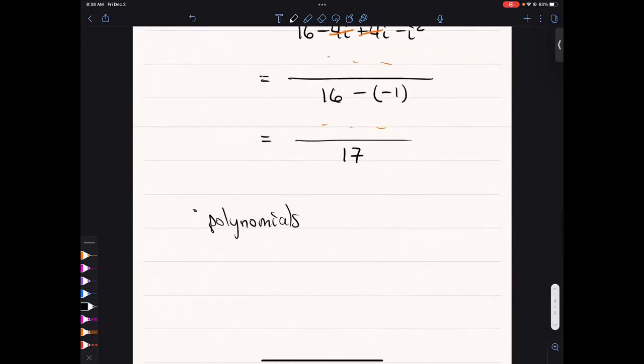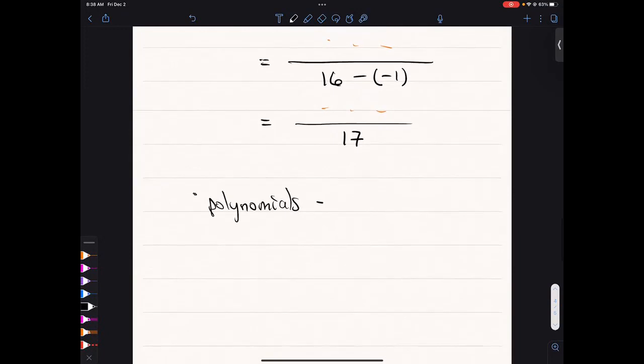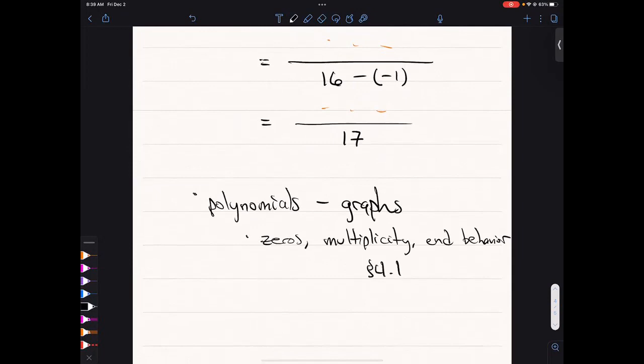Polynomials, I would really focus in on the graph stuff. So zeros, multiplicity, end behavior, all that kind of stuff. This was sections 4.1 and 4.3.